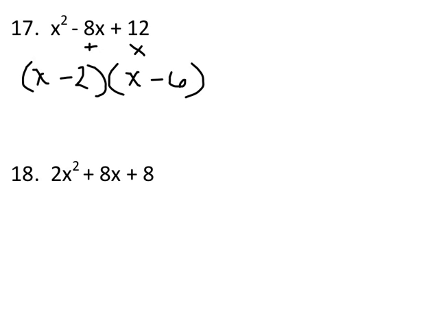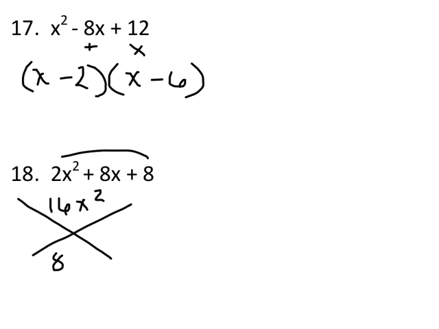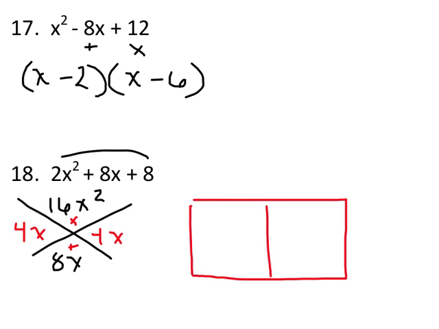Number 18, again, it's a trinomial, but this time we have a coefficient in front of our x squared term, so we're going to use our xbox method. 2 times 8 is 16x squared. 8x goes on the bottom. Two numbers that multiply together to be 16 but add to be 8, that would be 4x and 4x. So we take it over to our box. 2x squared goes in our first box, 8 goes in our last box, our 4x and our 4x.